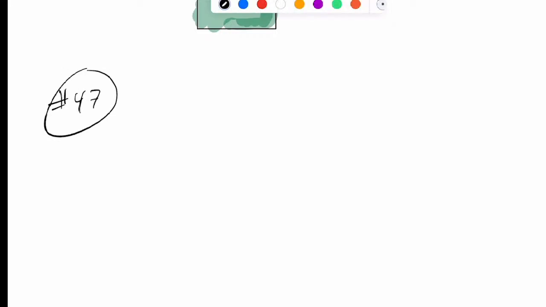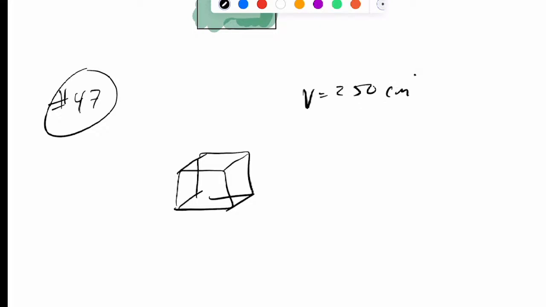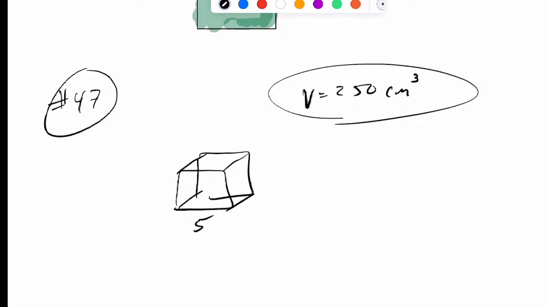Okay, so for 47 here, you have an open top rectangular box. So you got yourself your open top rectangular box. It has a fixed volume of 250 cubic centimeters. That's fixed. It says the width of the box is 5. Okay, that's 5. And I'll let this be X. It's a rectangular box, so this is X, and I'll let this be Y.